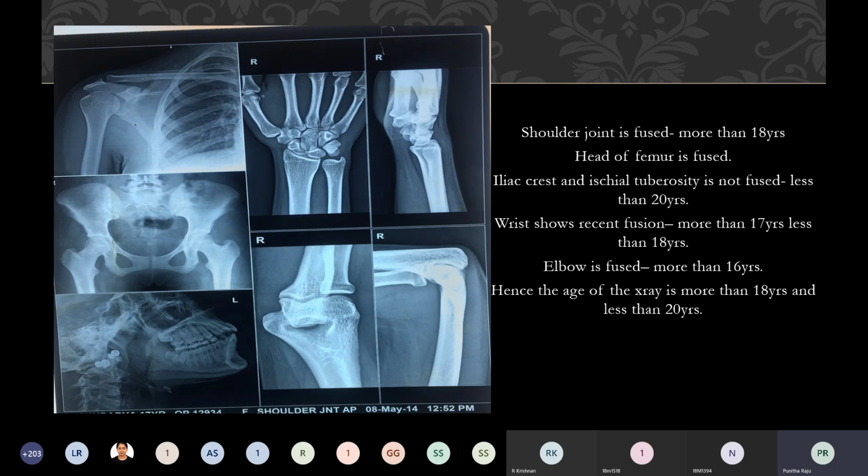And even the upper end of the femur is completely fused. You can see the head, the greater trochanter, and the lesser trochanter have completely fused. It is more than 17 years. So the next we come to the skull, that is the mandible.